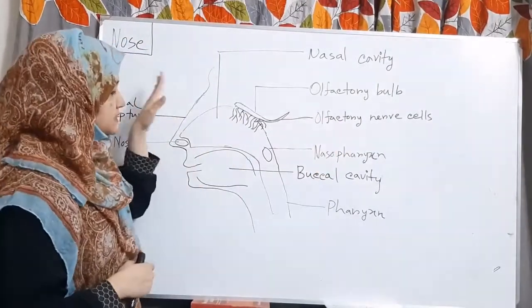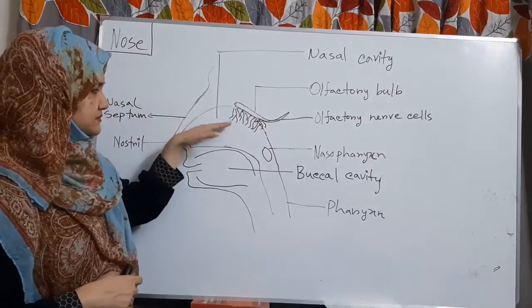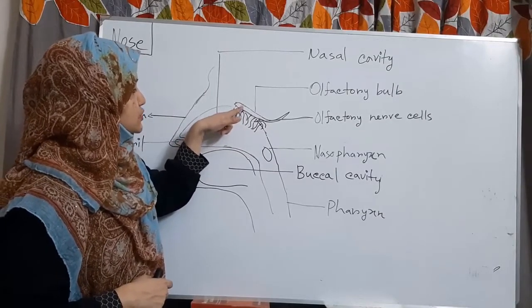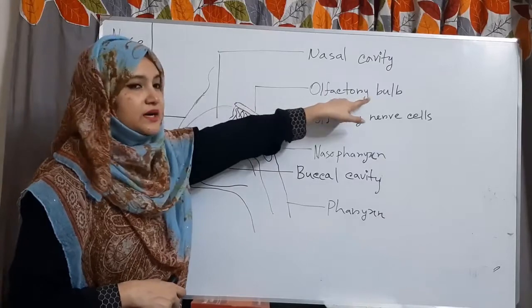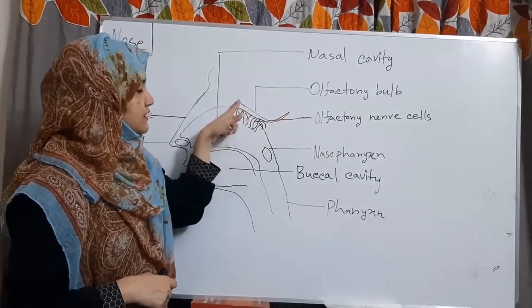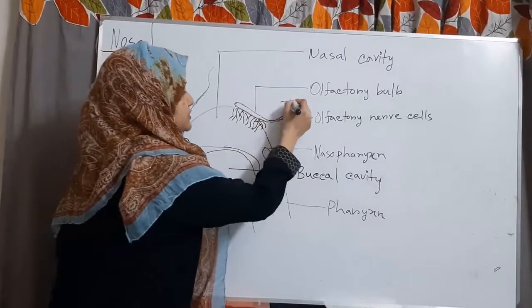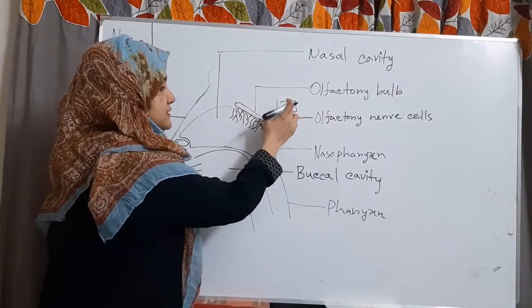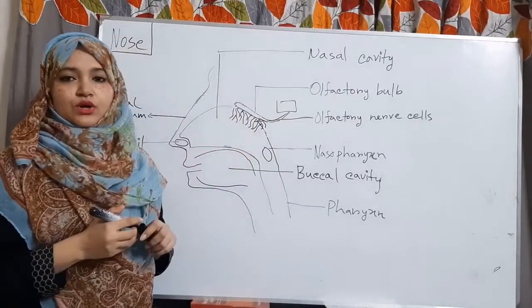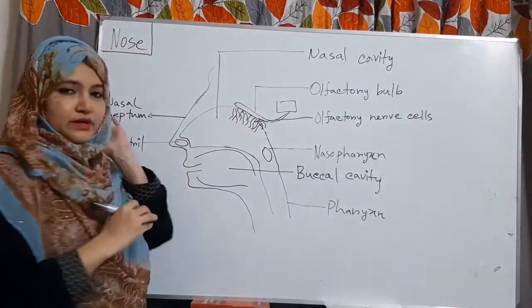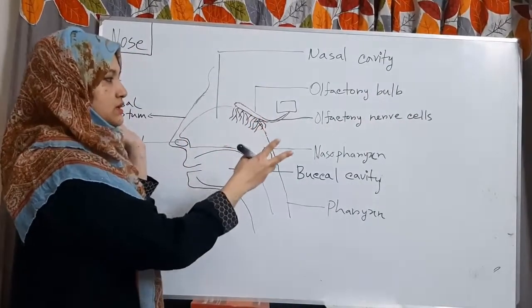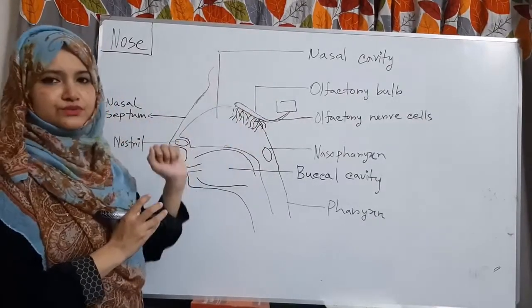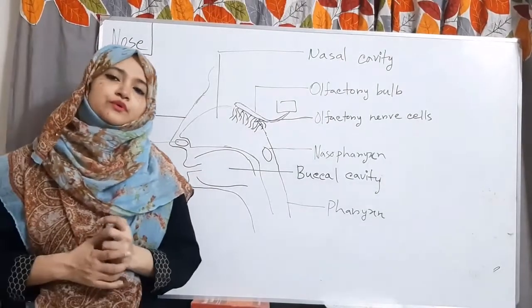These nerve cells are connected to a bulb known as the olfactory bulb, and this olfactory bulb is connected with the olfactory center, or olfactory cortex, which is present in the brain. This is the simple structure of our external and internal nose.